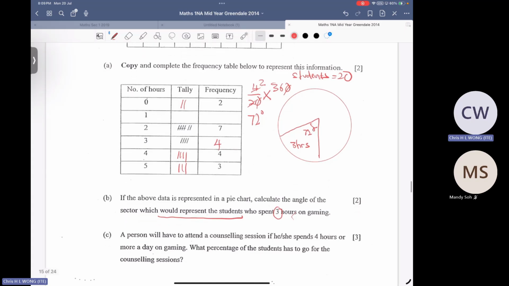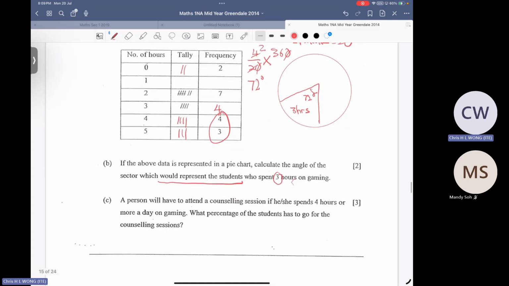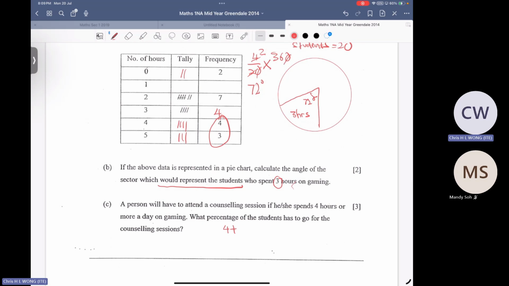For 4 hours or more, so 4 plus 3 equals 7 students. So 7 over the total of 20, times 100%. That's your answer. Answer, please. 35. You can do it, right?